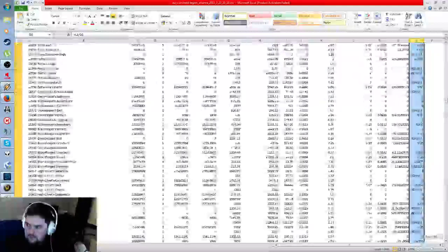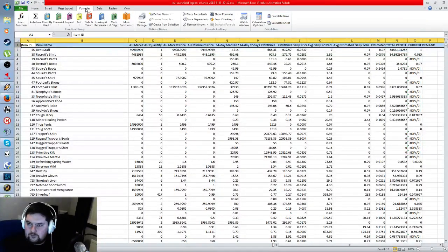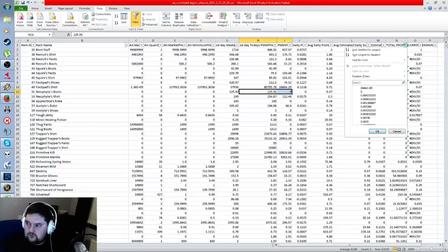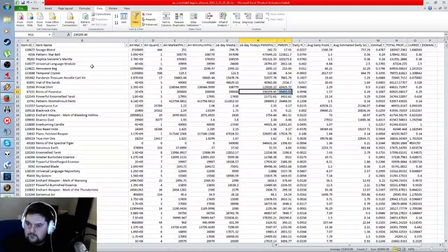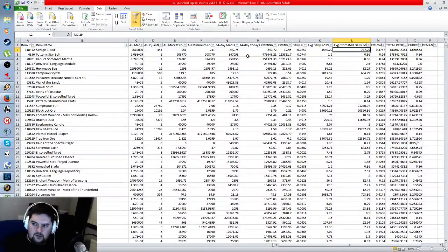Okay, so now what you do is you put a filter in across the top, and the way you want to filter this is your total profit. Now you can see that Savage Bloods are at the top there. The reason Savage Bloods are at the top is because there is 730 sold per day, and the average price is around 250 gold. So if you were to sell all of the Savage Bloods on your server, then your total profit would be 180,000 gold in one day.